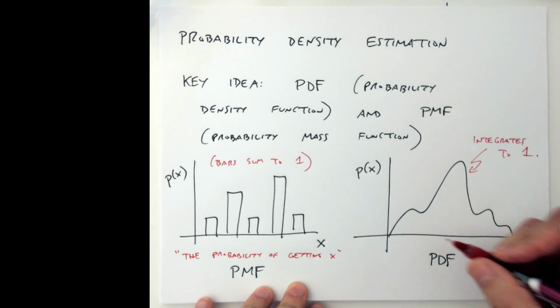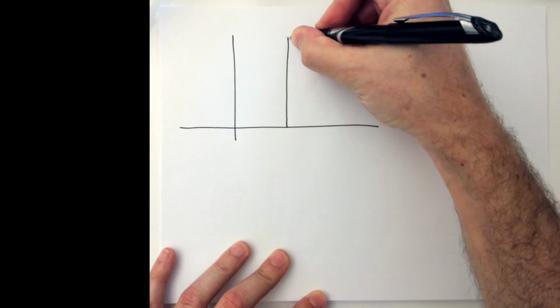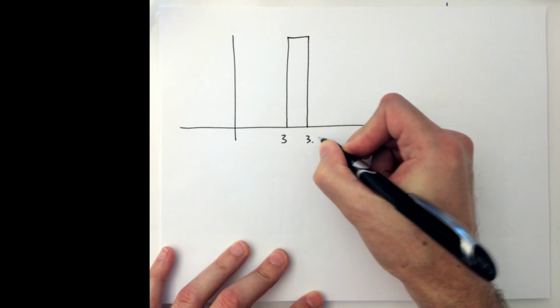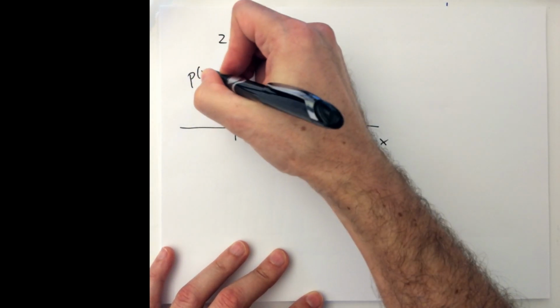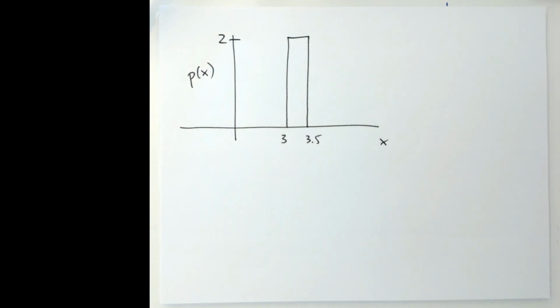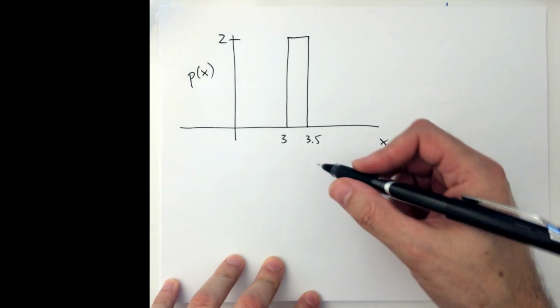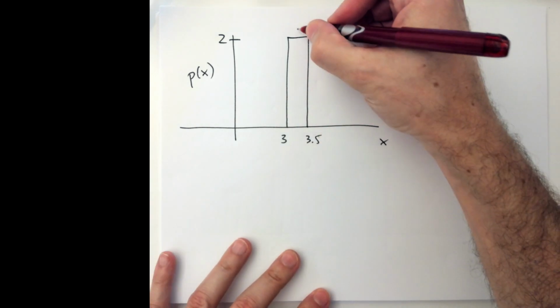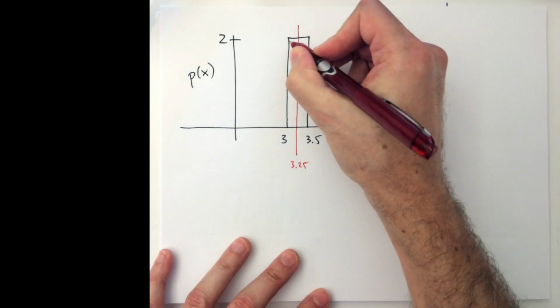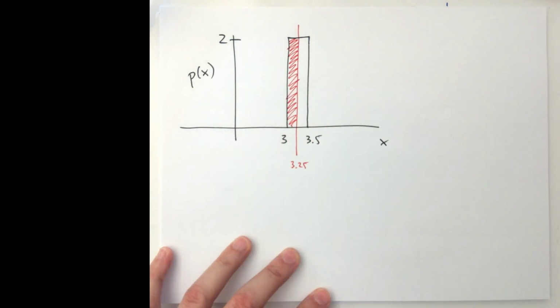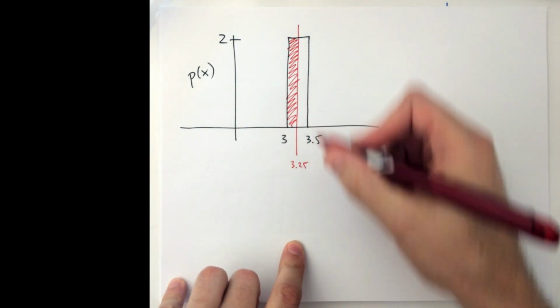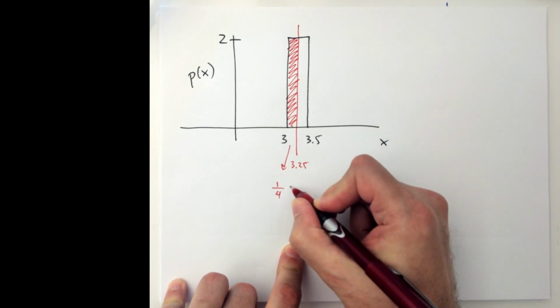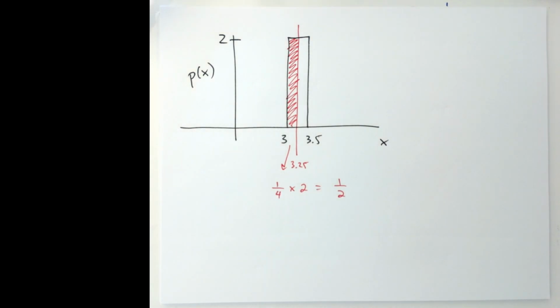Because, for example, let's think about something like this, where I have a uniform distribution on the range 3 to 3.5. So this is a valid PDF. How do I compute probabilities? Suppose I want to know the probability that I am between 3 and 3.25. What I do is integrate the PDF in the range that I care about. That's called an event. So what is the area of this box? Well, it's 1/4 unit wide times 2 units tall, which is a half. So the probability of being in the left-hand side of the box is a half, in the same way the probability of being on the right side of the box is a half.